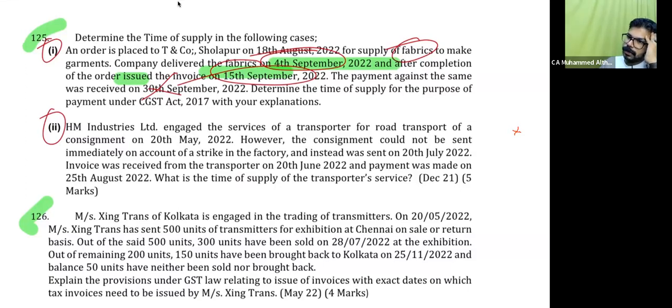Which service are they talking about? They are talking about the GTA service. So in GTA services, in RCM, what have you studied? In case of GTA, is it always RCM?